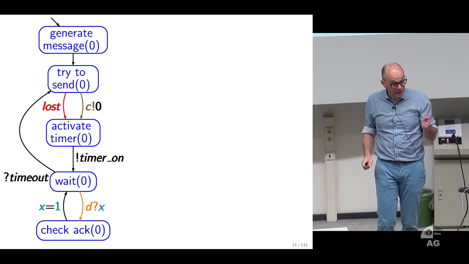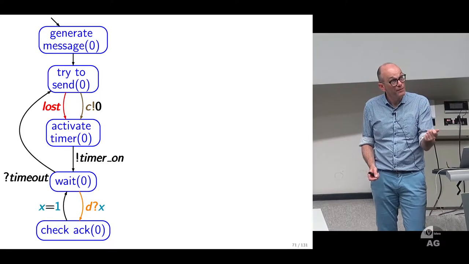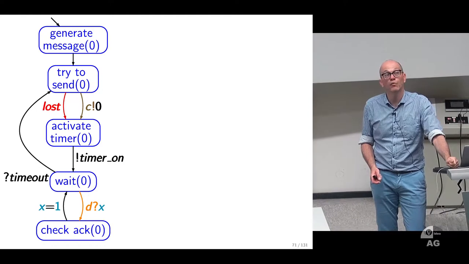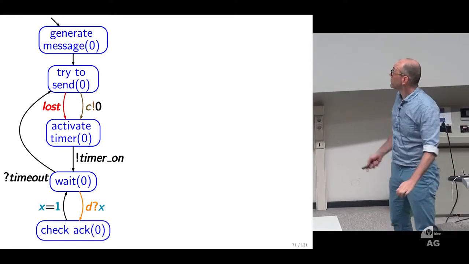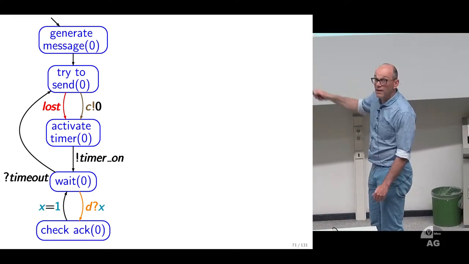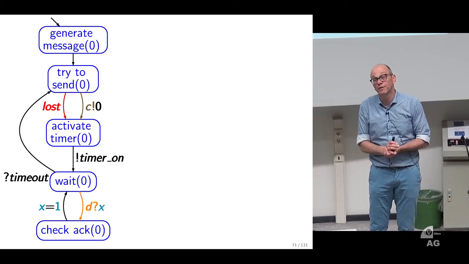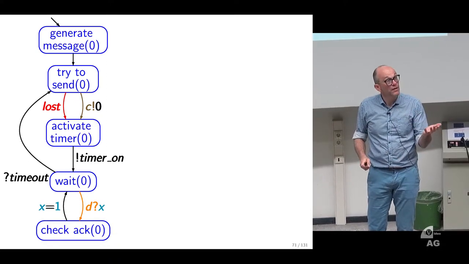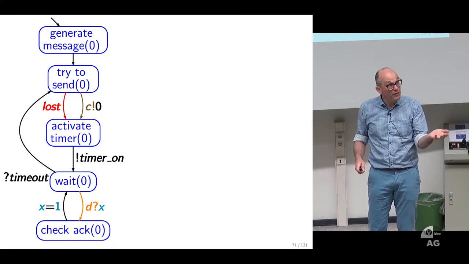Now I need to check whether the acknowledgement I received is the acknowledgement that I am waiting for. If I submit a message with bit 0, I am waiting for an acknowledgement with bit 0. That means if the acknowledgement, which is currently stored in the variable x, equals 1, I apparently received an acknowledgement which is not the one that I'm waiting for. So I go back to the location where I continue waiting for the bit 0.